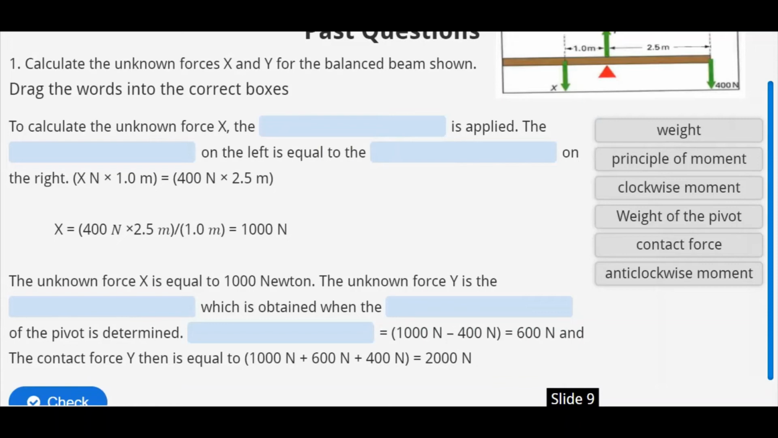Now, let's deal with this question. Calculate the unknown forces X and Y for the balanced beam shown above. So we are to drag the words into the correct boxes. Don't forget that the pivot splits the clockwise moment from the anti-clockwise moment, which acts on the what? Left. Clockwise moment acts on the right. X here denotes the force, Y denotes the contact force. To calculate the unknown force X, the principle of moment is applied.